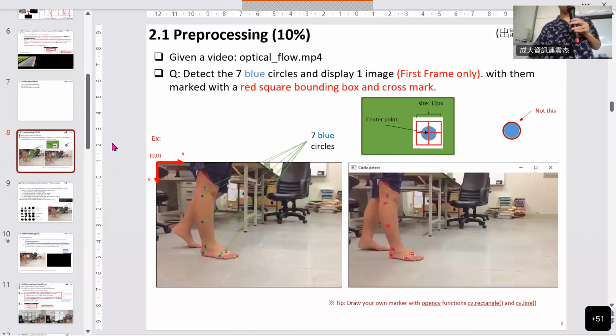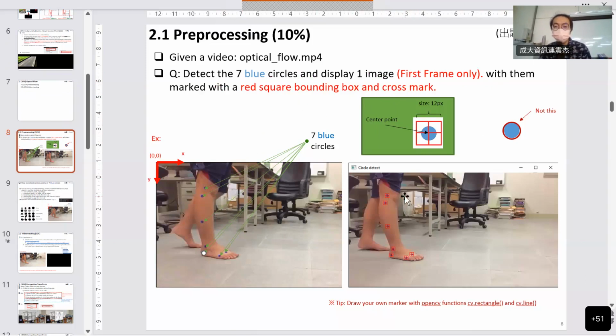And for the pre-processing, you are given a video called optical flow.mp4. You can see the left photo is about a leg, and on the leg there are several blue points. In this question you need to detect the 7 blue circles and display the first image, the first frame only, and you need to detect and draw a mark on the blue circles on the right image.